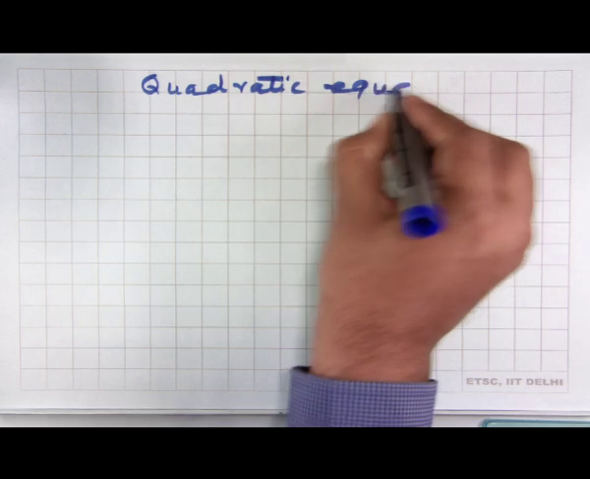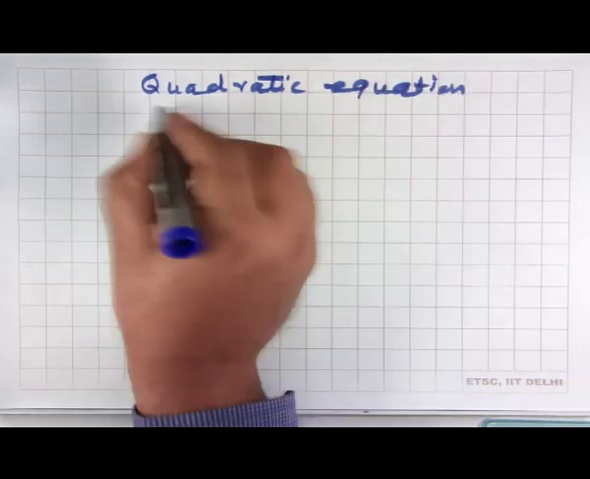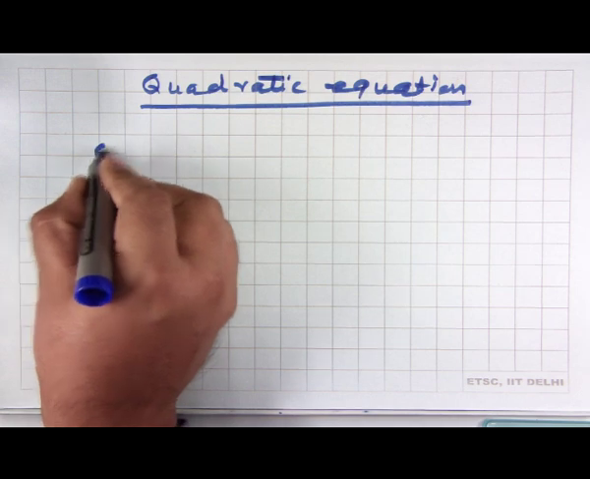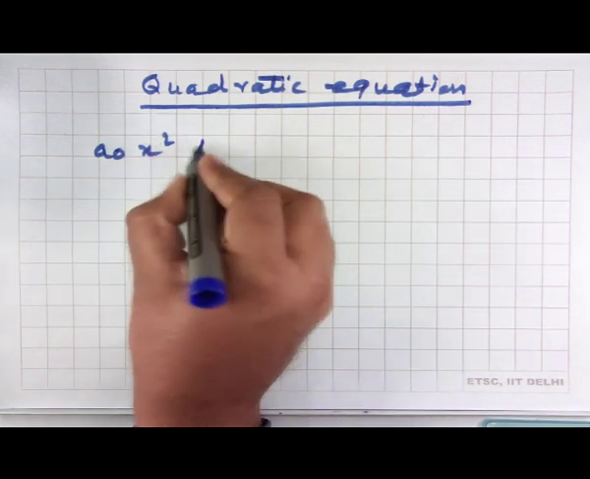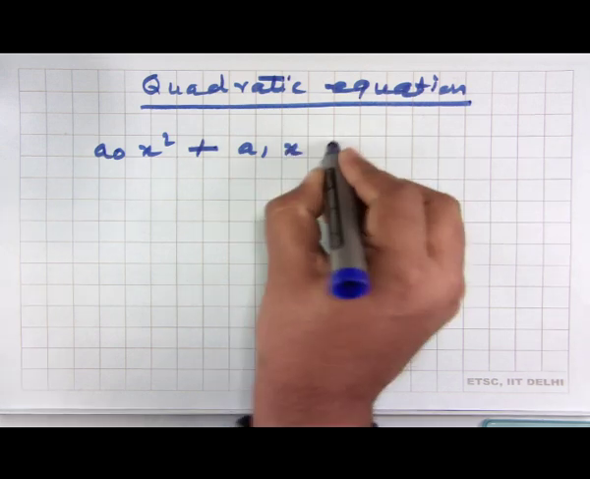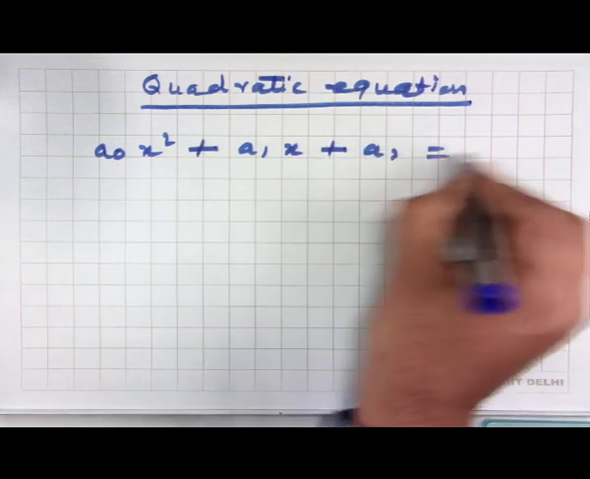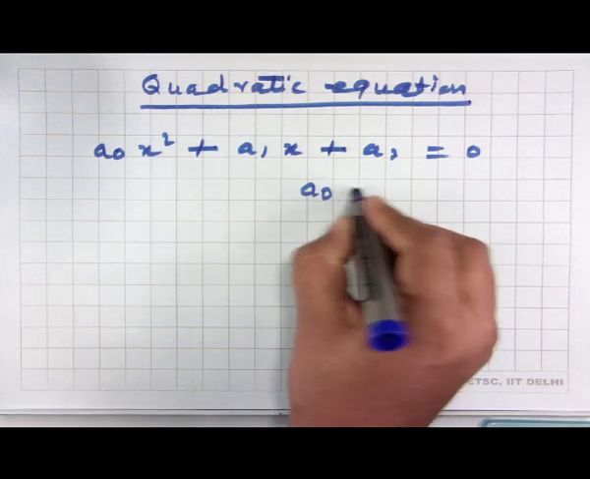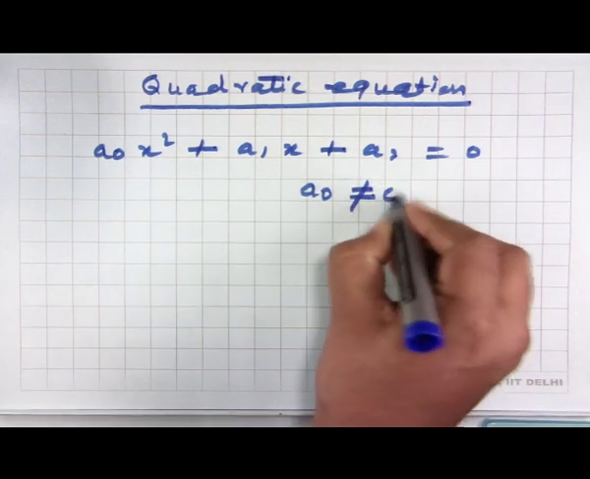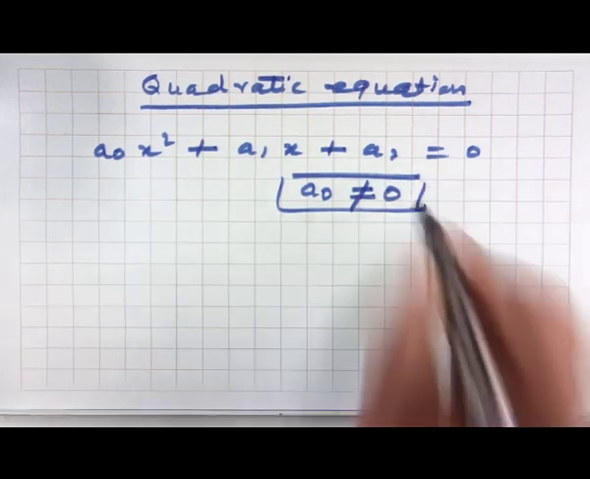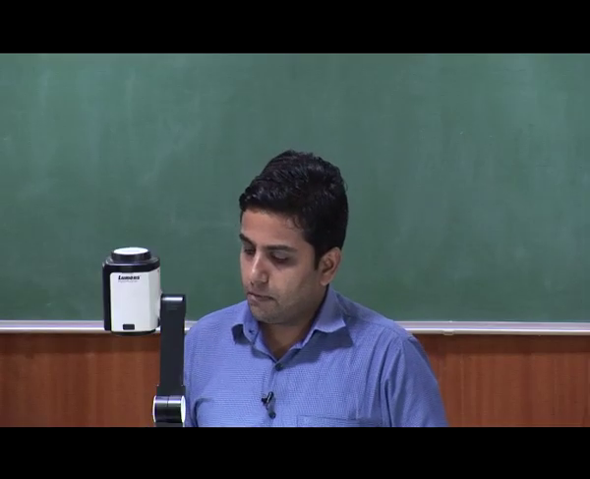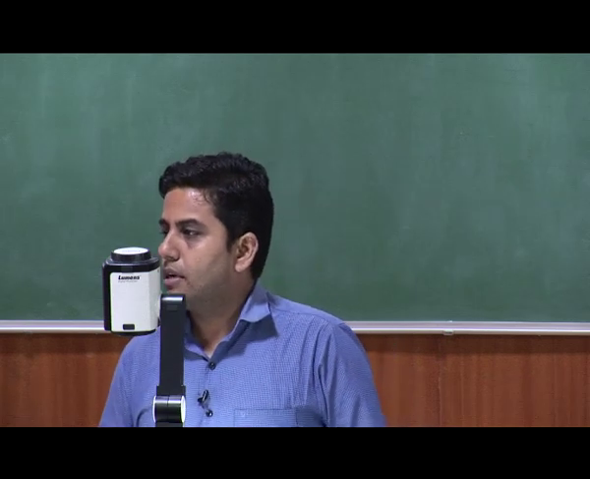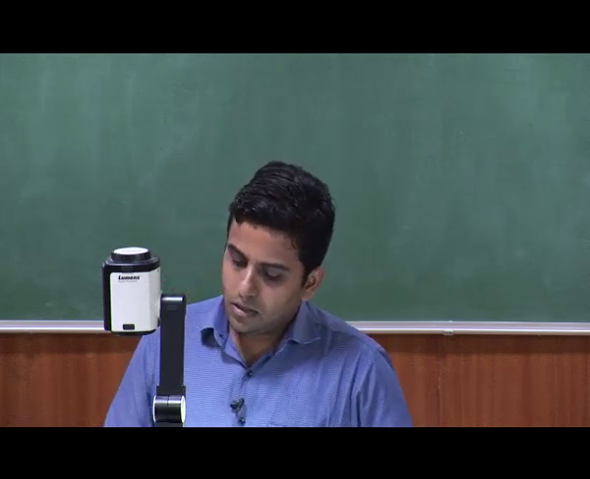Quadratic equation is a0 x square plus a1 x plus a2 equals 0, where a0 should not be equal to 0. And now first of all we will find out the roots of the quadratic equation.